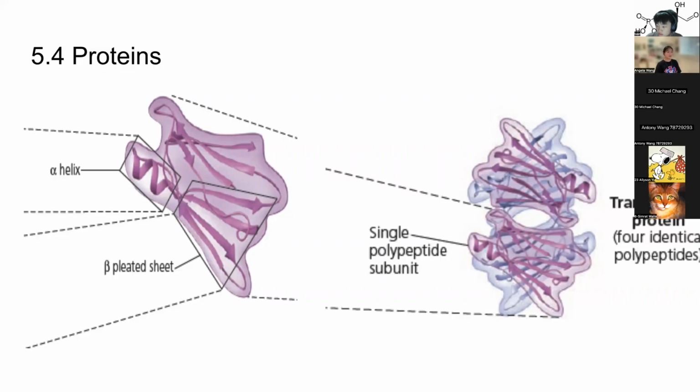And then also another specific type of interaction is a disulfide bond, which is formed between cysteines, which have sulfurs. So that's pretty important to know. These are called disulfide bridges.